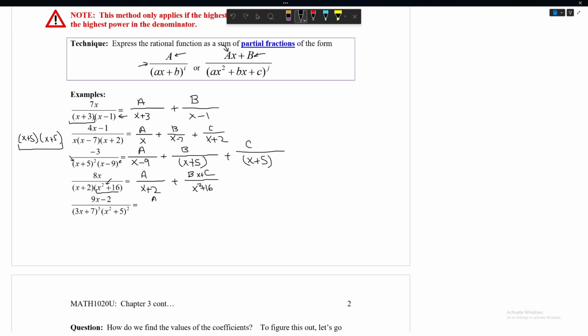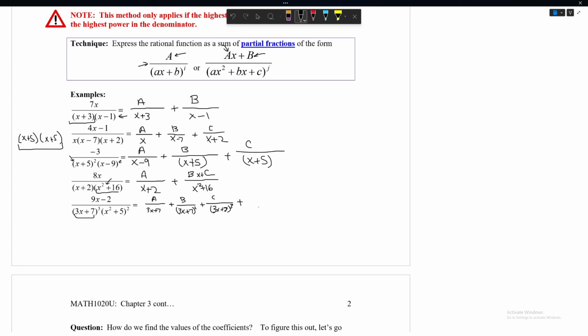It will be a over, I'm going to start with this. So that'd be 3x plus 7 plus b, 3x plus 7, to the power 2, plus c, 3x plus 7 to the power 3. Now we finished that. Now we're going to go to our second one.